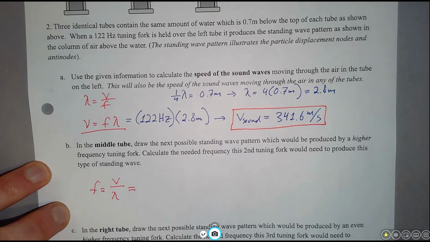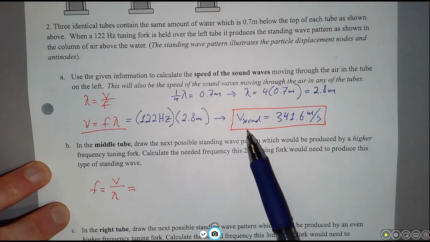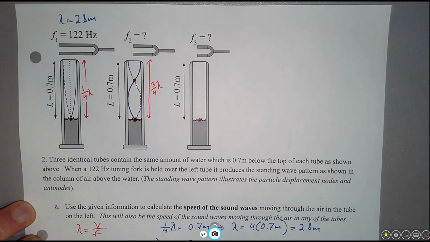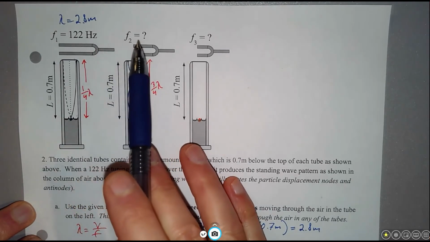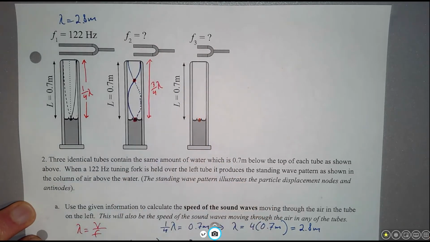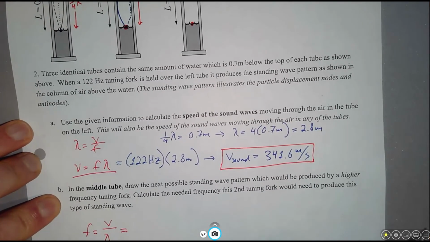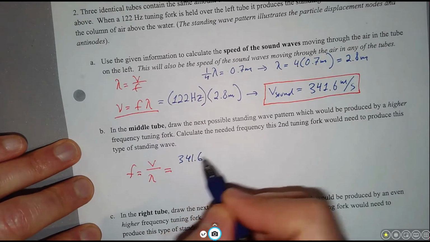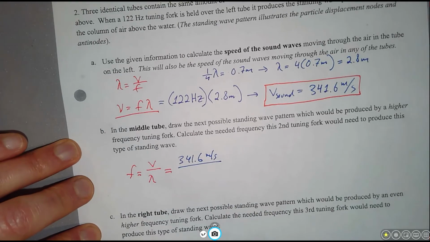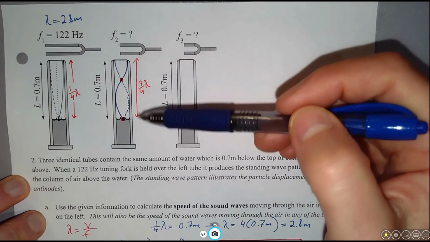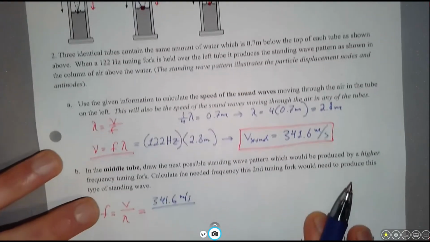So we figured out that in the left tube, the waves are moving at this speed, and as long as the air hasn't changed temperature, it doesn't matter what frequency sound waves we're producing or what frequency tuning fork we're using, all waves will be moving off at this speed right here, 341.6 meters per second. So even in the second tube, the wave speed is the same, 341.6 meters per second. And we just need to plug in how big is the wavelength created by this tuning fork. Well, we know 3/4 of the wavelength fits within 0.7 meters, so let's make a little equation.